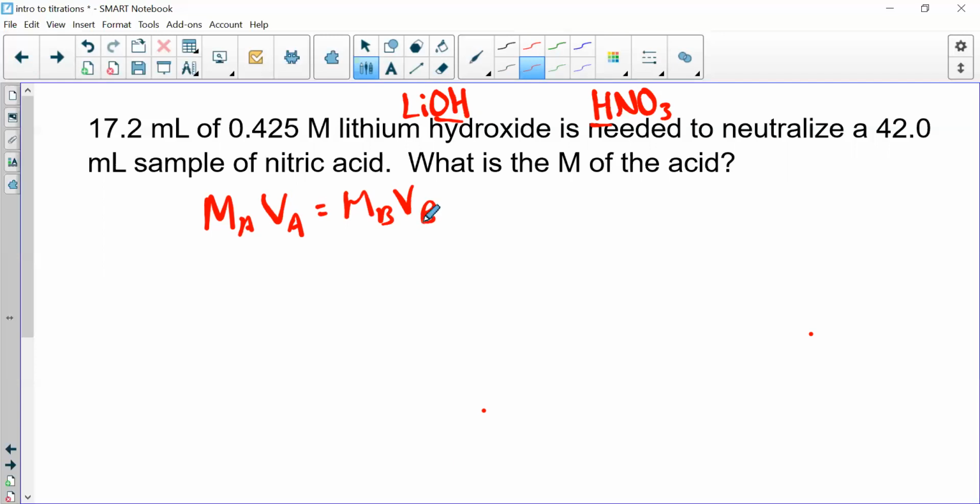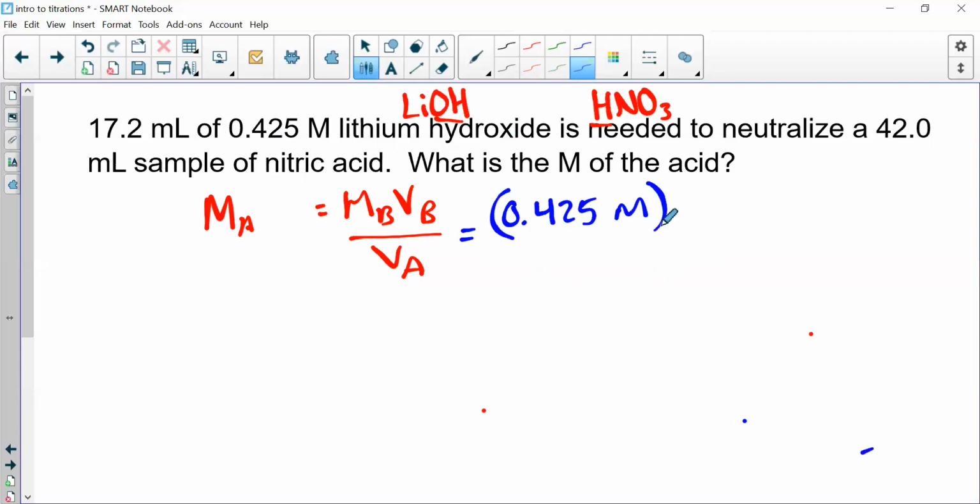The molarity of the acid is what we're trying to find here. So molarity of the acid, we've got to get V_A out of here, so that's going to go here. So all we've got to do is plug these values in. All right, molarity of the base, 0.425 molar lithium hydroxide is my base. Volume of the base, right here, 17.2 milliliters. Make sure I'm doing this right. Yep. Volume of the acid is 42.0 milliliters.